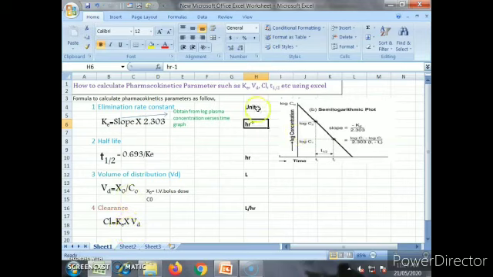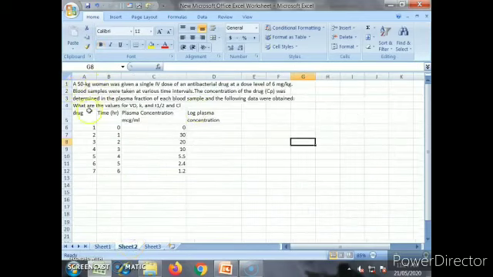Now we will see the different units for these parameters. Elimination rate constant has a unit of per hour. Half life has a unit of hour. Volume of distribution is in liter and clearance is liter per hour. So now we will go for the actual calculation of these parameters. Now this is the problem in which we have to calculate all these parameters.